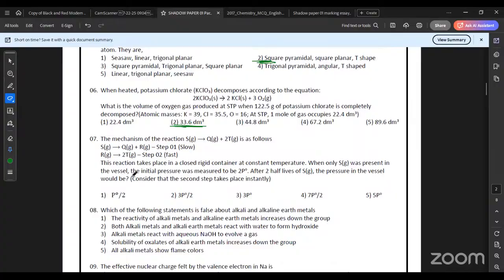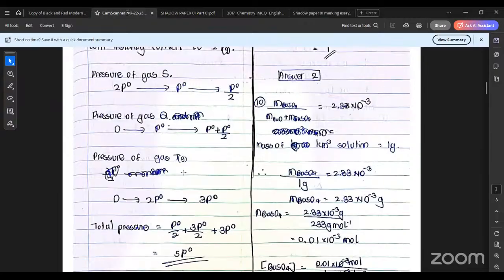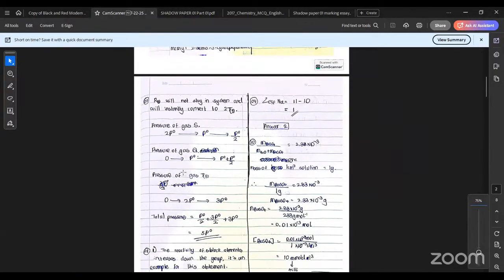Seventh one: the mechanism of the reaction is as follows. You have the first step slow, second step fast. This reaction takes place in a closed rigid container at constant temperature. When only S gas was present in the vessel, the initial pressure was measured to be 2P naught. After 2 half-lives, the pressure in the vessel would be... this is a tricky question, people. When you're doing it, you have to note down all the changes that will happen, right?